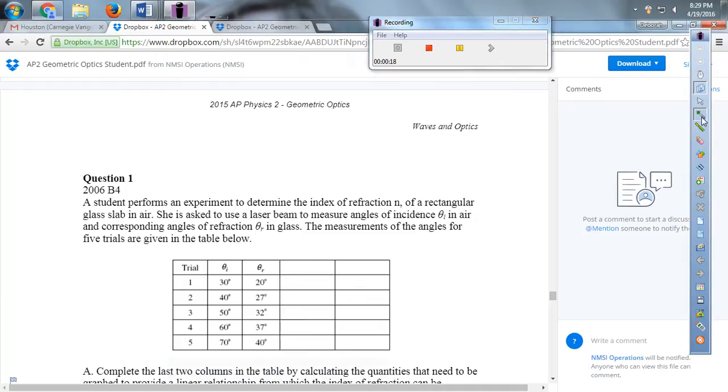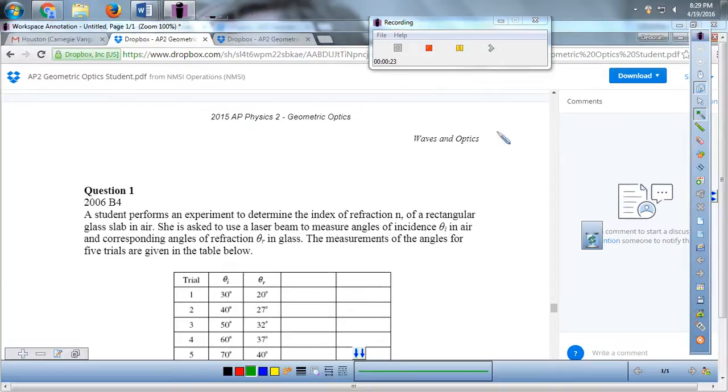All right, so it says here that a student performs an experiment to determine the index of refraction of a rectangular glass slab in air. She is asked to use a laser beam to measure the angles of incidence in air and the corresponding angles of refraction in glass. The measurements for the angles for 5 trials are given below.